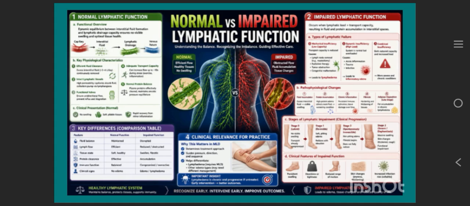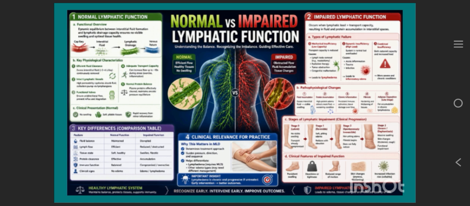It occurs when lymphatic load is greater than transport capacity. Load is higher than transport capacity. This results in fluid and protein accumulation in interstitial spaces. So what are the types of lymphatic failure? The first type is mechanical insufficiency, that is low capacity. Transport capacity is reduced. The causes are firstly lymph node removal, for example mastectomy. Secondly, radiation therapy. Third is tumor obstruction. Fourth is congenital malformation. These 4 are the causes that lead to lymphedema.